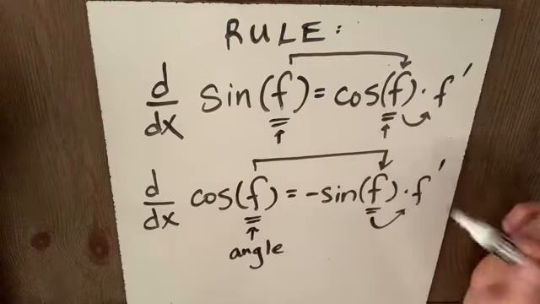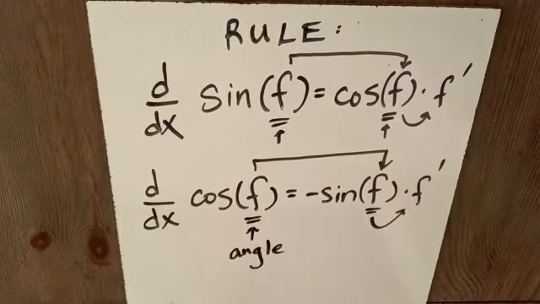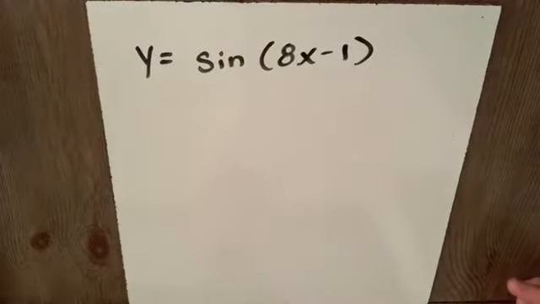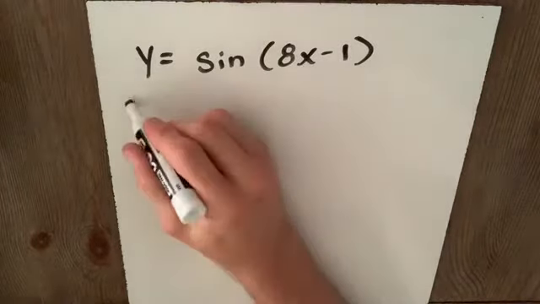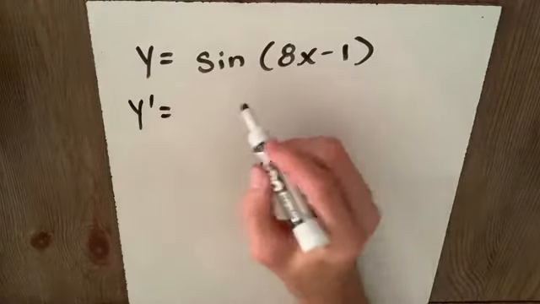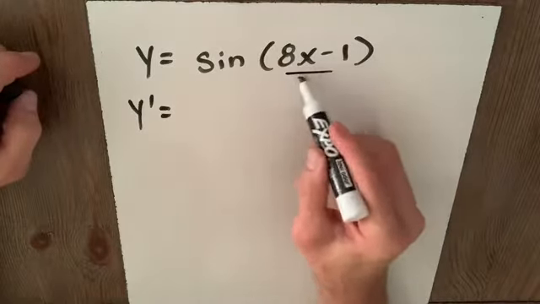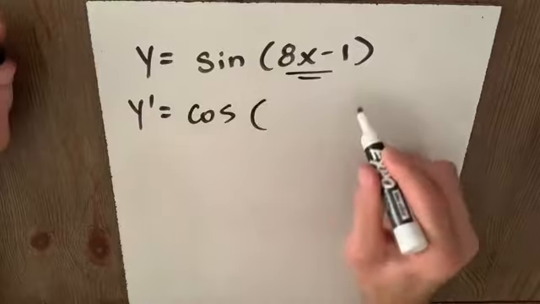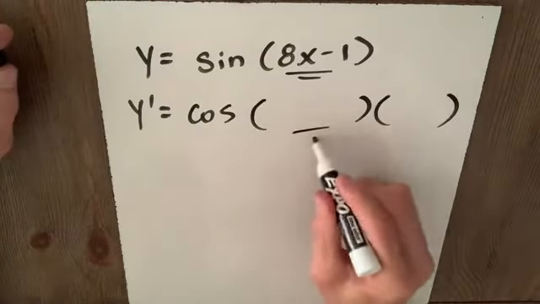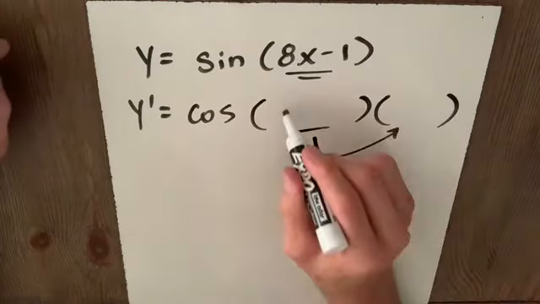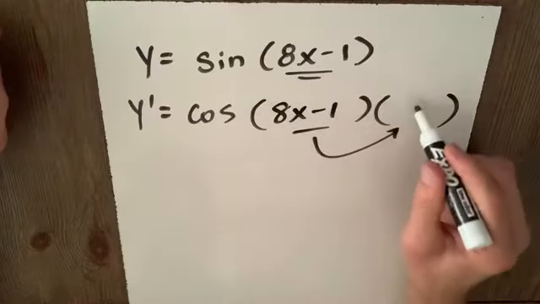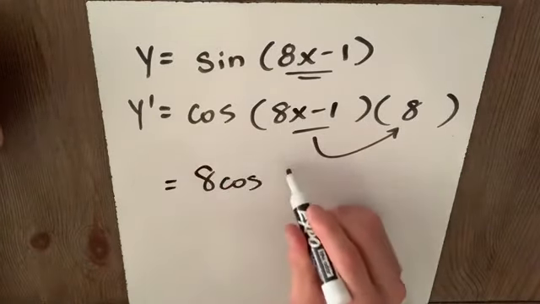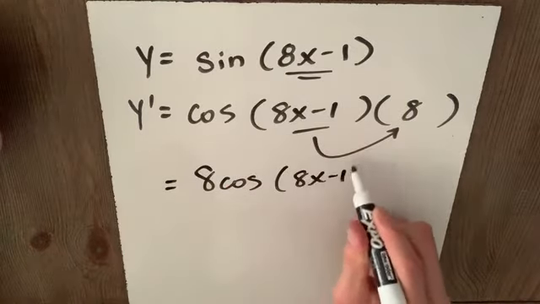If the function is f, then its derivative is f prime. We saw that in that previous example. So if our equation is y equals sine of 8x minus 1, y prime is, well, I say here, that's what's going to remain unchanged. The derivative of sine is cosine of whatever times the derivative of whatever's in parentheses, 8x minus 1 times 8. So our derivative is 8 cosine of 8x minus 1.